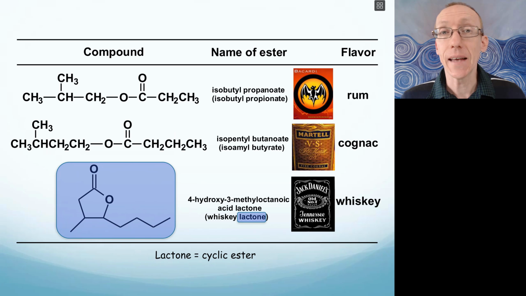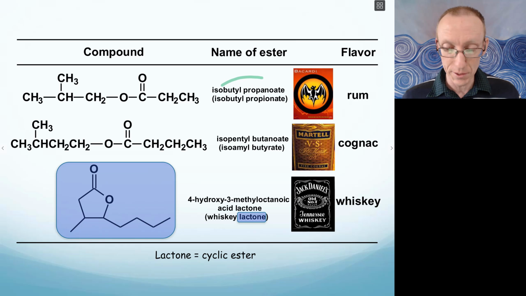There's other more, I guess, adult flavors and smells you can get from esters. So rum is quite often characterized by isobutyl propionate as one of the volatile components. Cognac normally has isopentyl butanoate as one of the components.